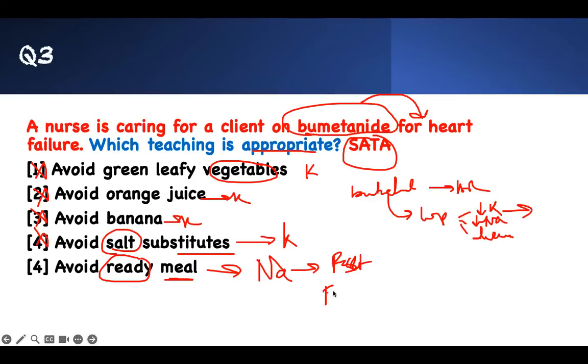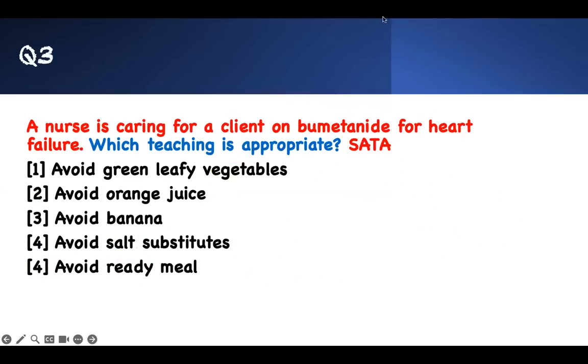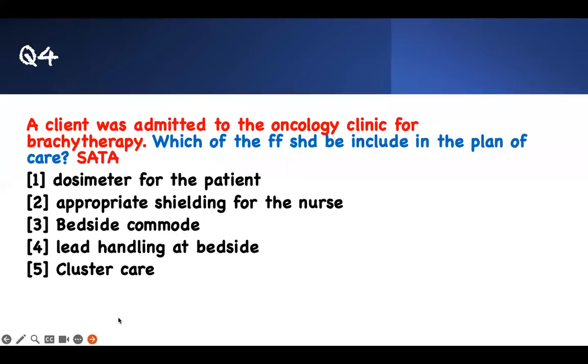Therefore, if you're taking Bumetanide for heart failure, you need to decrease your sodium. And Bumetanide is trying to lower your sodium. If you bring more sodium in, it will take a long time for it to work. So this is appropriate. Only one answer. Select all that apply. Pick those you are confident about. Only one answer there. If you pick more than one, you get 0. It's the new generation NCLEX, SATA.